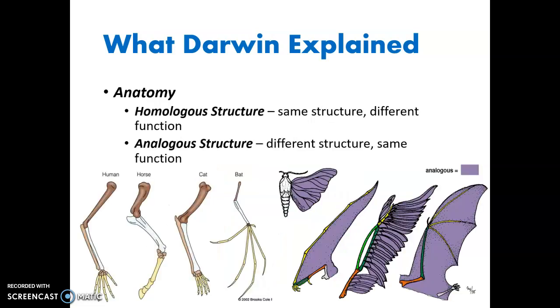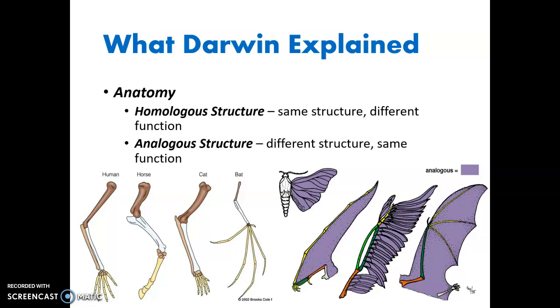All right, the other 2 things in terms of anatomy: we have homologous structures, meaning organisms that have the same structure but a different function, and we also have analogous structures, which basically means animals that have different structures but the same function.